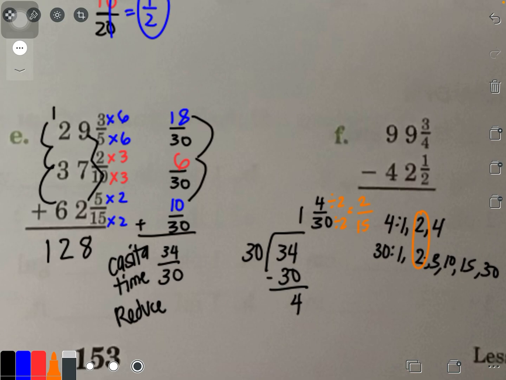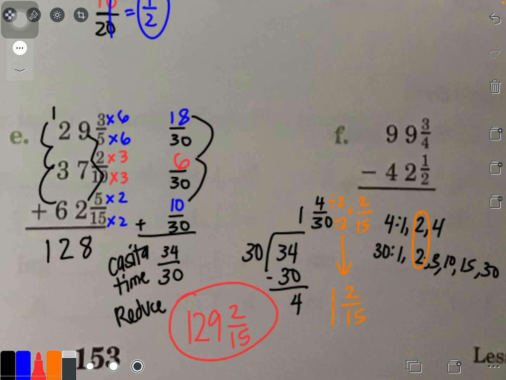Now my answer is not really 1 and 2/15. No, no, no. My real answer, I've got to add this extra 1 to the 128. Yeah, I've got to add that. So it's 129 because 128 plus 1 is 129 and 2/15. That is my final answer.